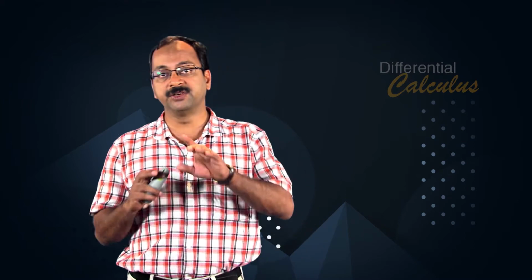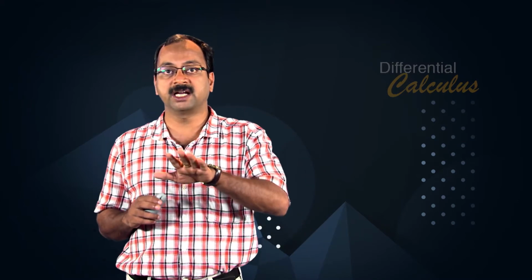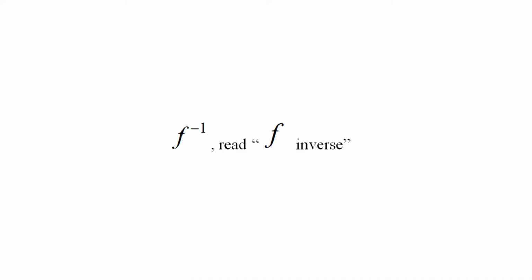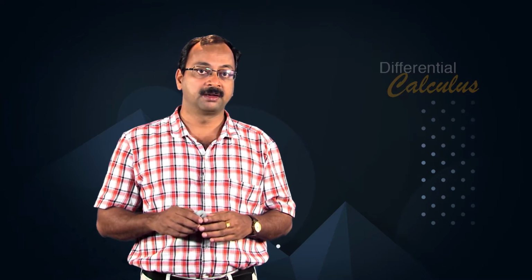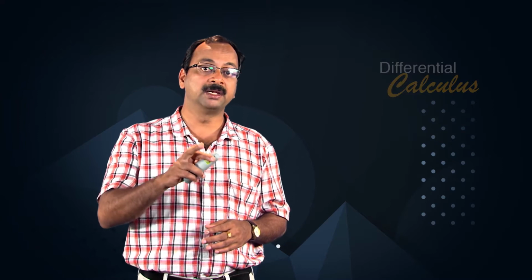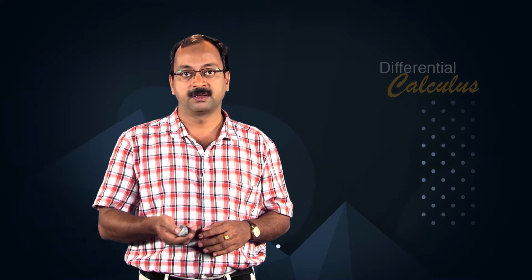It can be proved that if a function f has an inverse, then that inverse is unique. Hence, if a function has an inverse, we call that function as the inverse of f, which we denote by the symbol f inverse. Read f inverse. We bring your attention to note that the minus 1 in f inverse is not an exponent. F inverse x does not mean 1 by f of x.